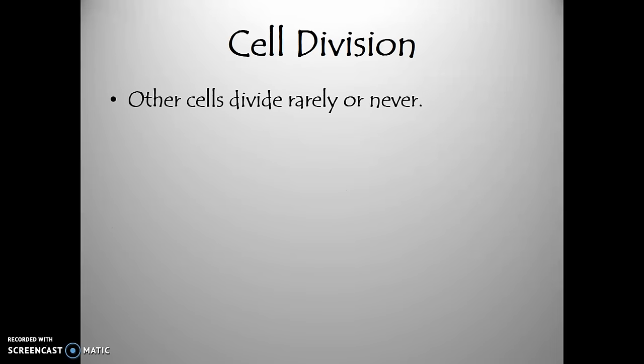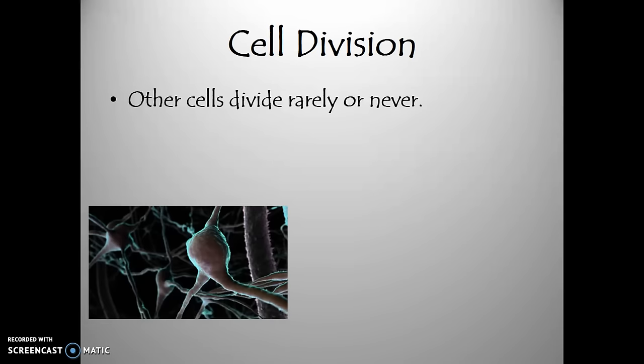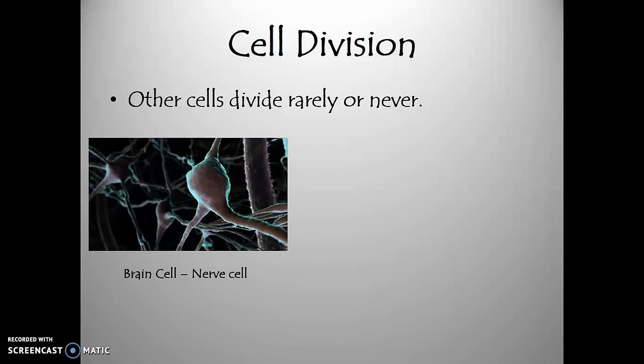You have other cell types in your body that almost never divide. They may divide rarely, or they may never divide at all once you reach adulthood. These include your brain cells. That's why brain damage is so devastating, is because once it happens, it's pretty much permanent because your brain cells cannot divide to replace them and make more brain cells.